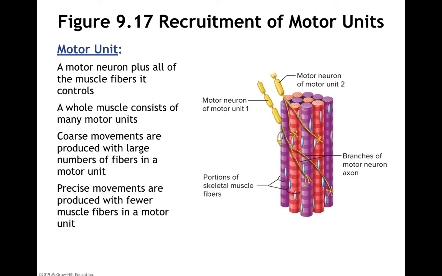We can also vary the number of motor units we recruit. So a motor neuron plus all of its branches to muscles will be a motor unit. So the whole muscle organ has many different motor units associated with it. Coarse movements are produced with large numbers of fibers in a motor unit, whereas precise movements are produced with fewer muscle fibers in a motor unit.